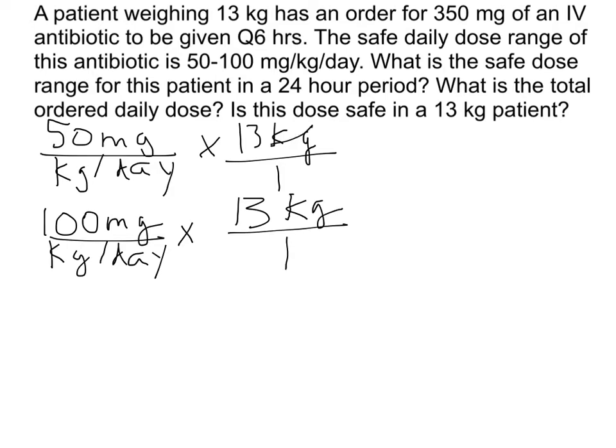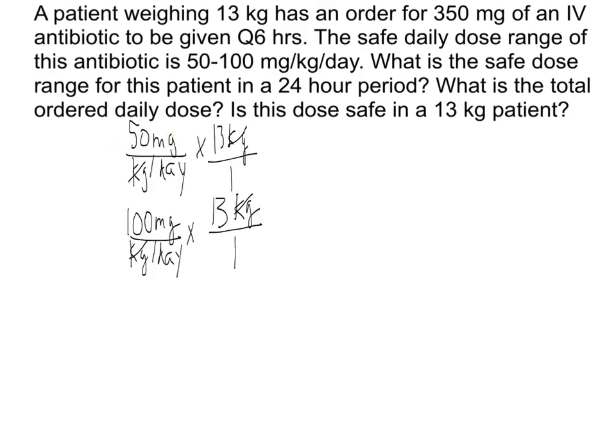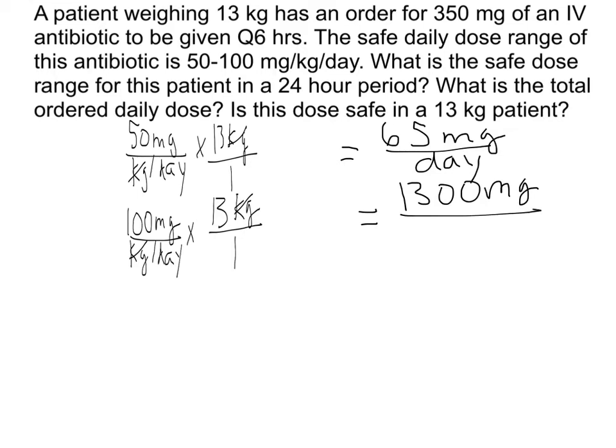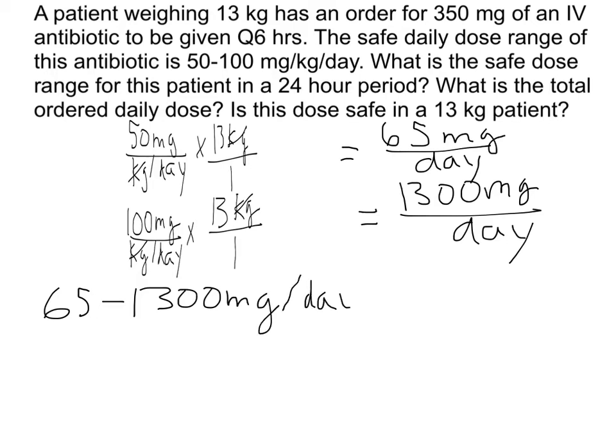And now you see we can cancel out the like terms, kilograms with kilograms. We're left with what we want: how many milligrams per day? That's going to be your safe dose range. We multiply straight across. 50 times 13 is 650 milligrams per day. And 100 times 13 is 1,300 milligrams per day. So, the safe dose range for this patient in a 24-hour period is 650 to 1,300 milligrams per day.